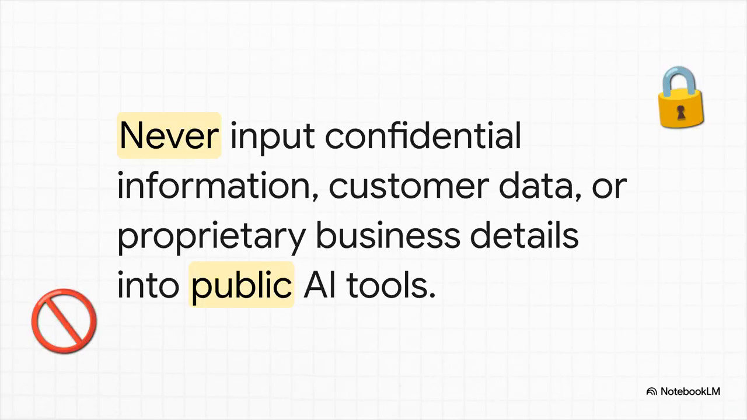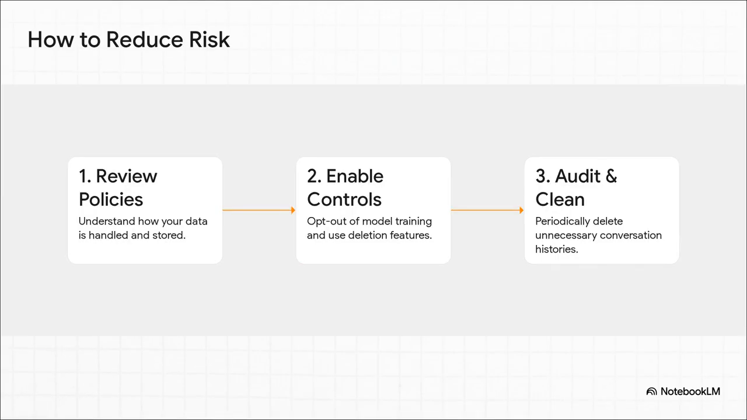So, if you remember just one thing from this whole explainer, please let it be this. Never, ever, ever put confidential information, customer data, or your company's private details into a public AI tool. Period. That's the one rule you just can't break. But the good news is, you're not powerless here. You can take steps to protect yourself. Step 1. Actually read the privacy policy to see how your data is used. Step 2. Dive into the settings and opt out of letting them use your data for training. And Step 3. Just get in the habit of clearing your history regularly.